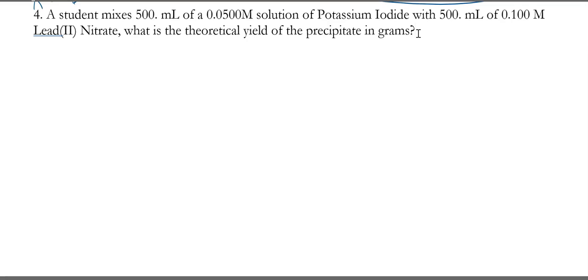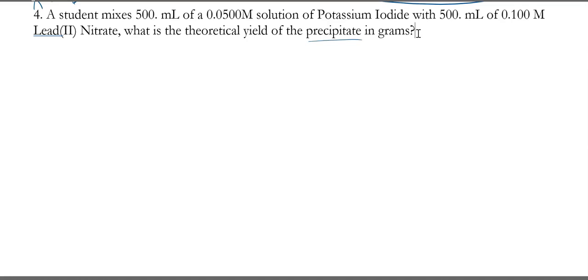Now, we have two different solutions we're mixing together. This is a double replacement reaction, and we're going to end up with a solid precipitate, and it's asking how much is going to be produced. Since we're given the amounts of both reactants here, this is a limiting reactant problem. We're going to have to figure out which one is the limiting reactant, just like we did in the previous problem, and then we're going to figure out how many grams of the precipitate would form.